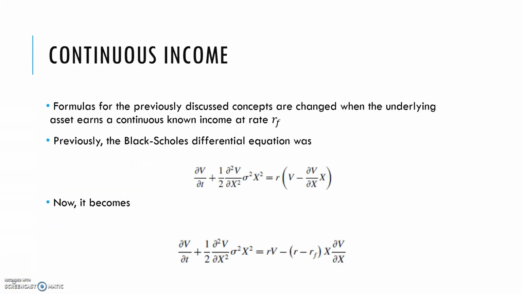Okay, so now we're going to talk a little bit about continuous income and how that affects the formulas that we've been using. Formulas for the previously discussed concepts are changed when the underlying asset earns a continuous known income at rate R sub f. Previously the Black-Scholes differential equation was this right here, and now with continuous income it becomes this here. So this is all the same on this side of the equation, but right here there's a difference where you include R sub f; it looks a little bit different when you have this continuous income.